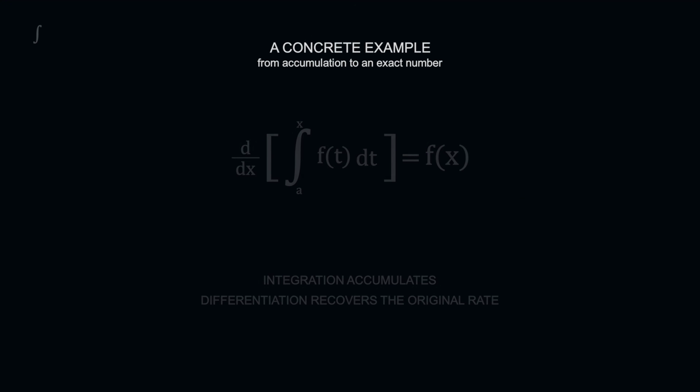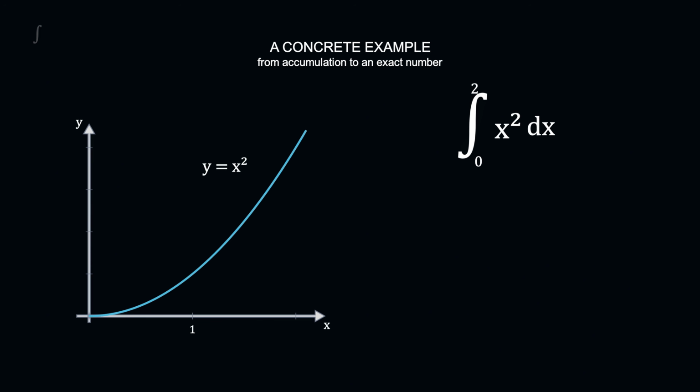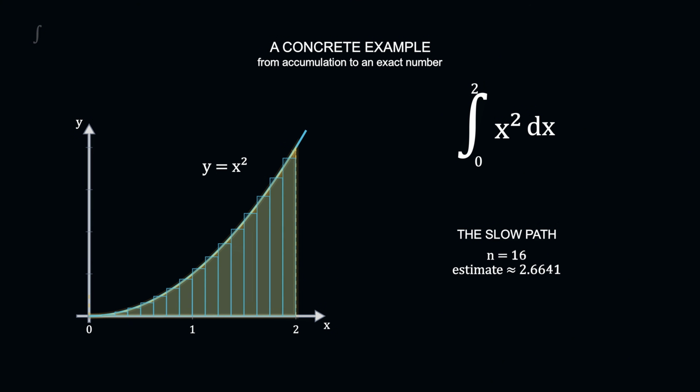Consider the definite integral of x squared from 0 to 2. Geometrically, this represents the area beneath the parabola y equals x squared over that interval. We could approximate it using rectangles. 4 rectangles give a rough estimate. 8 rectangles give a better estimate. 16 and 32 rectangles move even closer to the exact result.